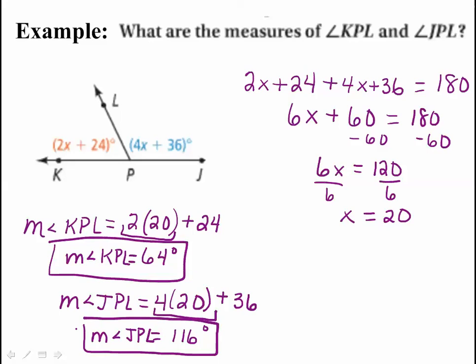I know this is a reasonable answer because when I add 116 plus 64, I get a total of 180, which is a straight angle.